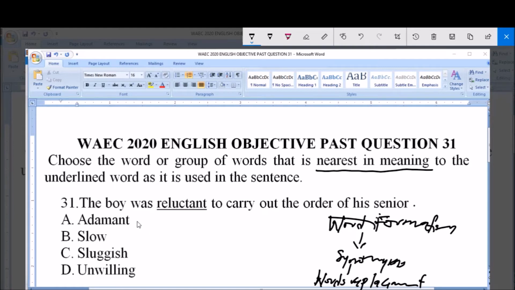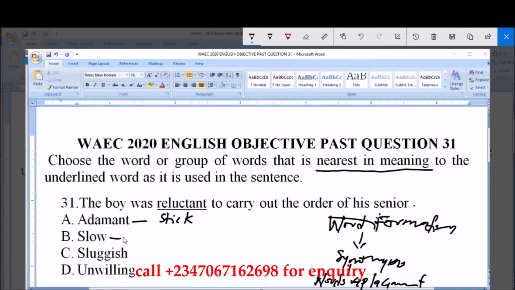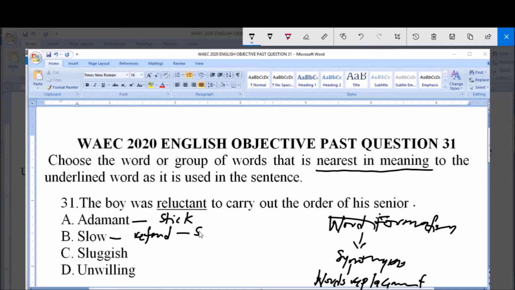So I want to talk of adamant, option A. Adamant means being stuck to one's decision or one position. Then slow is synonymous to retard, and slow is also synonymous to sluggishness. Then sluggish is synonymous to slow or delay.